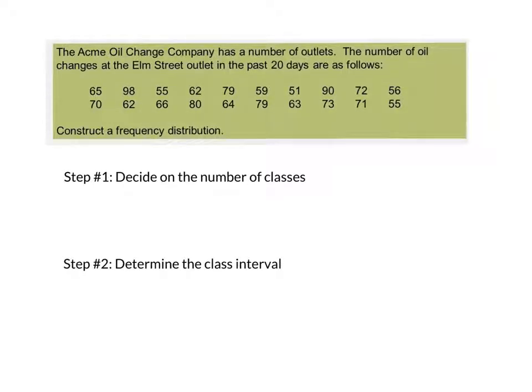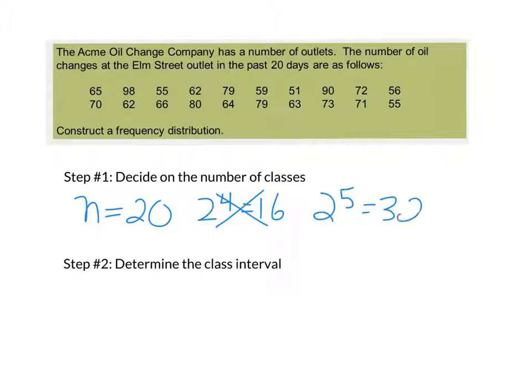The first step in creating a frequency distribution is to decide on the number of classes. When we look at our data, in this case we have 20 pieces of data. So if we look at 2 to the power of 4, that gives us 16. That's not enough. If we look at 2 to the power of 5, that gives us 32. So therefore, our number of classes, which is k, is going to be equal to 5. Now we're going to use that in our step number 2 to determine the class interval.